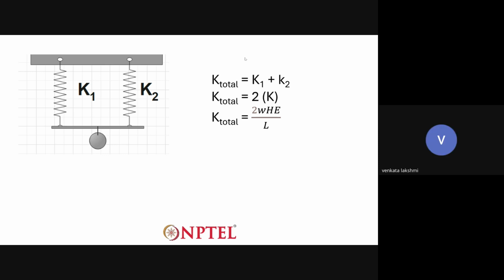Okay, sir. What will be the formula when it is in series? It will be 1 by k total is equal to 1 by k1 plus 1 by k2. So what you have for resistance in parallel, you'll have the same formula for spring constant in series. So spring constant and resistance formulas are opposite to each other. Any other questions?